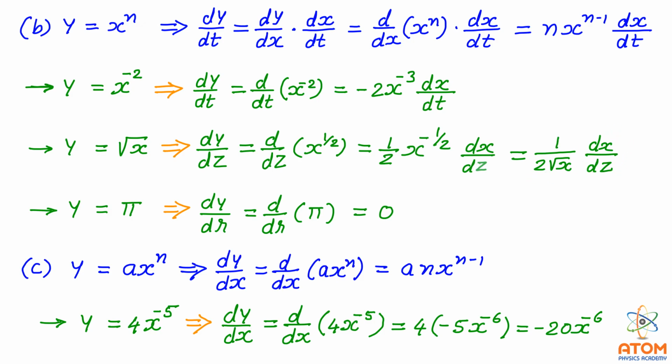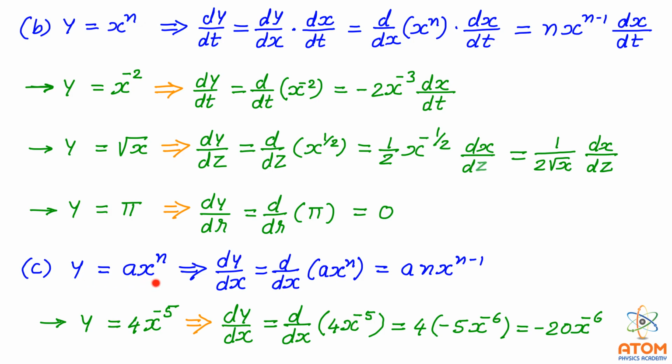Now if y is equal to pi is given and I want to take differentiation of y with respect to r, that means dy by dr, then that will be d by dr of pi, but pi is a constant, so the differentiation will be just 0. Now let us see the third equation.